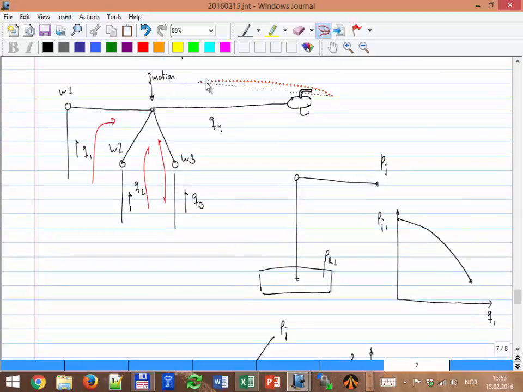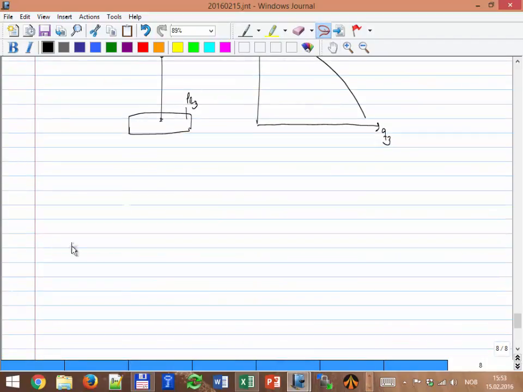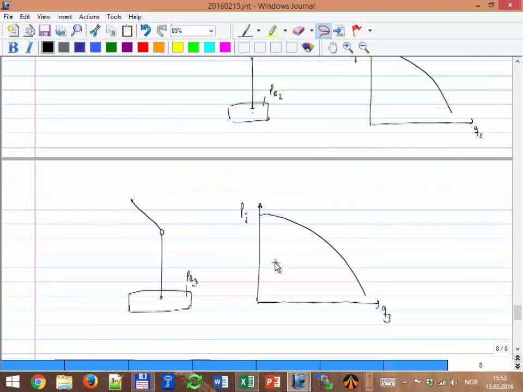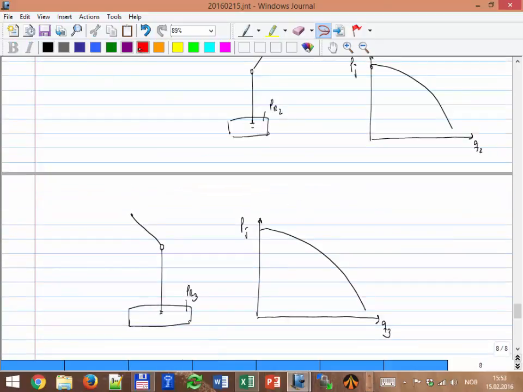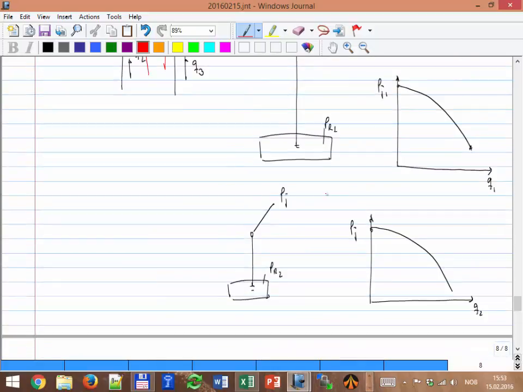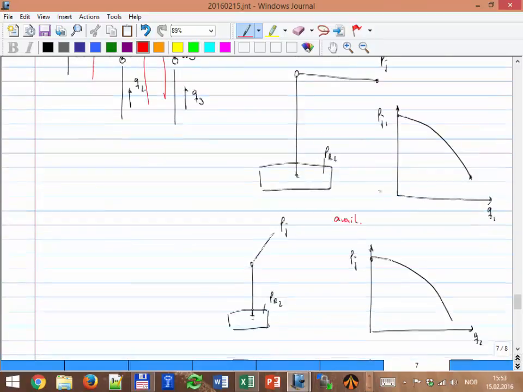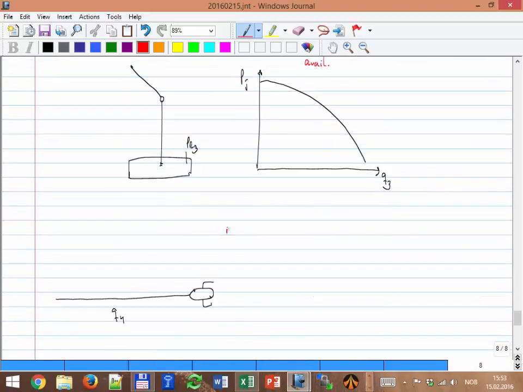So I'm going to take this part. So these are available. Remember, very important to know the distinction. Available pressure curve. This one is available. I'm going to put it in red. Then you have available, this one. This one is also available. And now I'm finally going to plot a required.